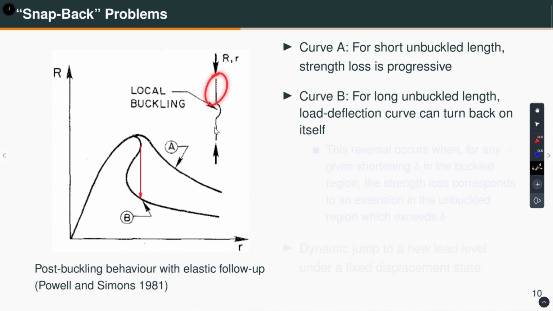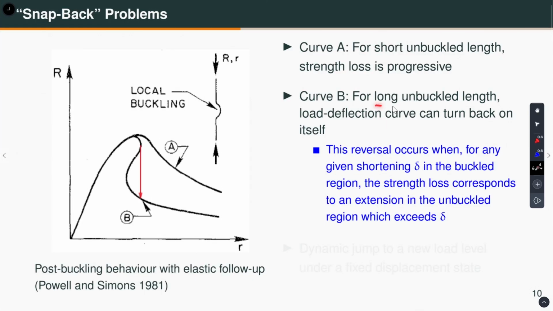When you have this part large, I will show you an example which I created. For long unbuckled length, the load deflection curve can turn back on itself. That means this behavior. This reversal occurs when, for any given shortening delta in the buckled region, the strength loss corresponds to an extension in the unbuckled region which exceeds delta. That means this extension is exceeding delta, then you get that behavior.